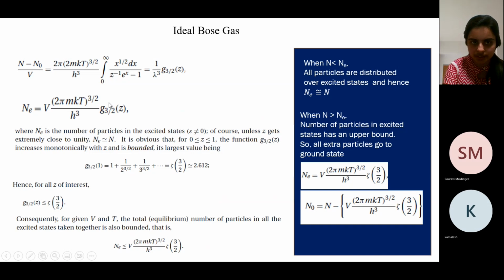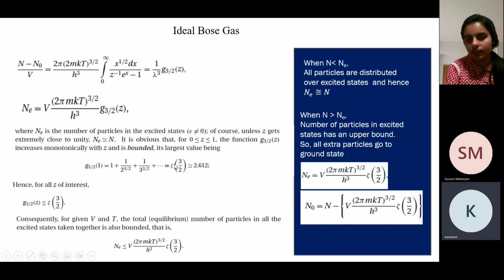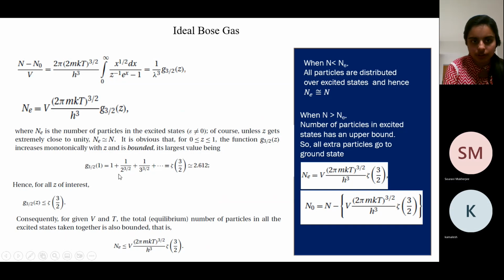This is your expression. You have this series here. Now, what is the upper bound of NE? The upper bound of NE is when g 3 by 2 of z has the upper bound, right? And that upper bound will happen when z is equal to 1, and that is called the zeta function, zeta 3 by 2. So whenever you reach the upper bound of NE, you would replace this term by the corresponding zeta function. That's what happens when your total number of particles is greater than this upper bound.